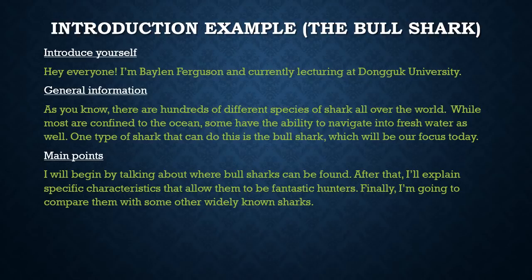Okay, so I went over my three main points. So obviously we're going to be talking about the location of the sharks first, right? And then we're going to be talking about their characteristics for hunting. And then last, they're going to be compared to other popular sharks, right? It's right there in the writing. It's pretty easy how you set this up. So keep it in the order of what you're going to present later in the body.